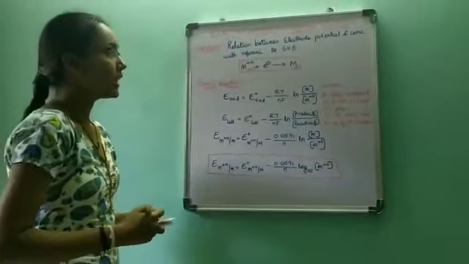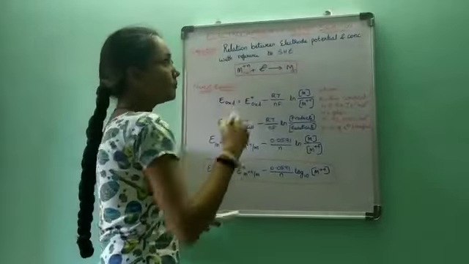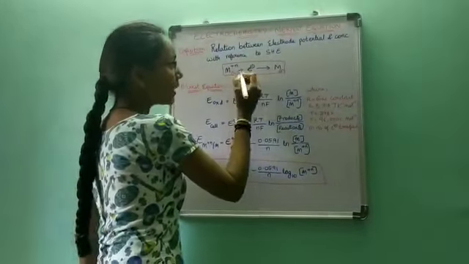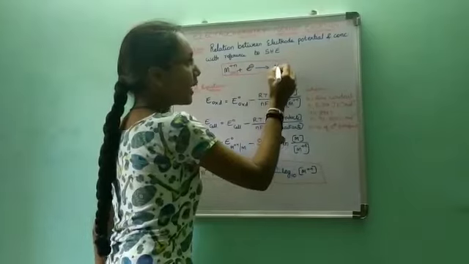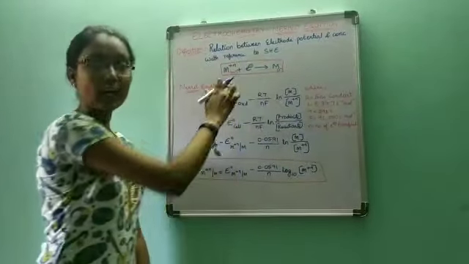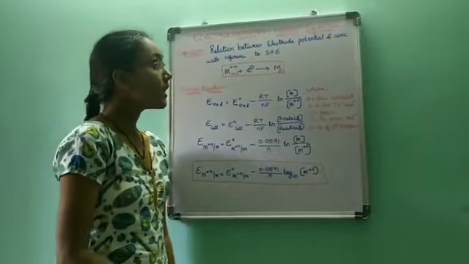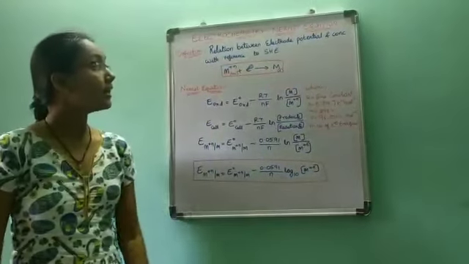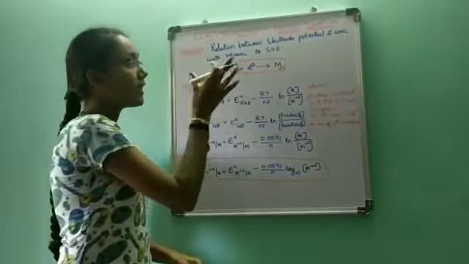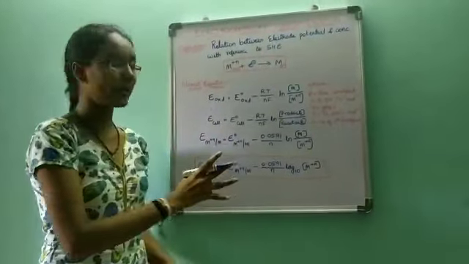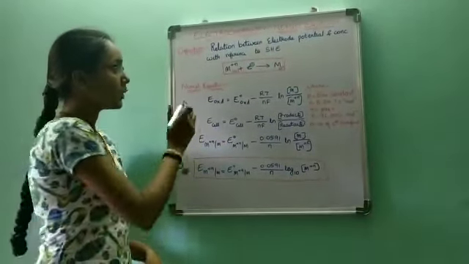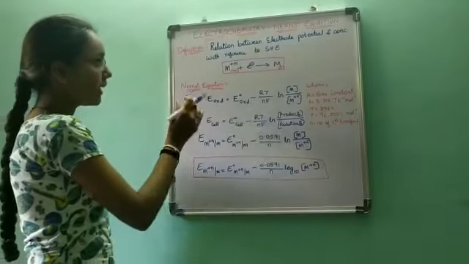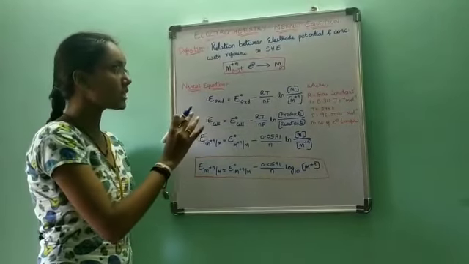Nernst gave an equation that M power plus N plus electron gives M in solid form, and this is in aqueous form. So these are referred to as the reactants and the products. He gave an equation to prove this whole derivation. Now I am going to the equation of the Nernst, which is given by Nernst.